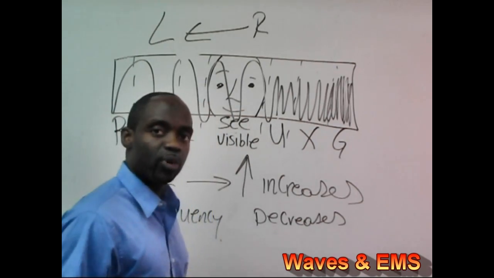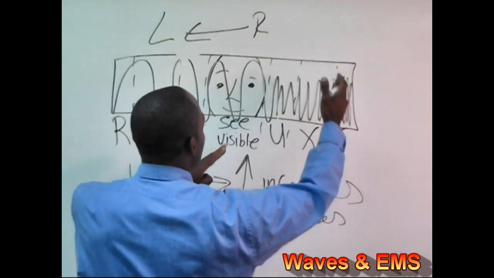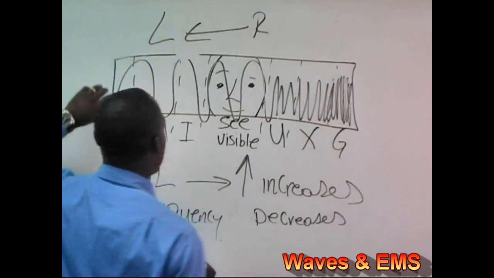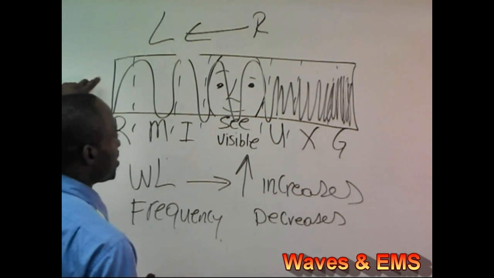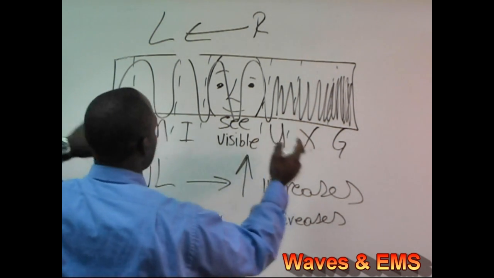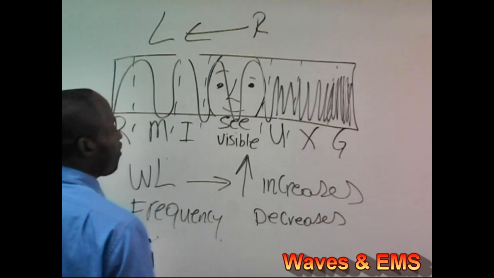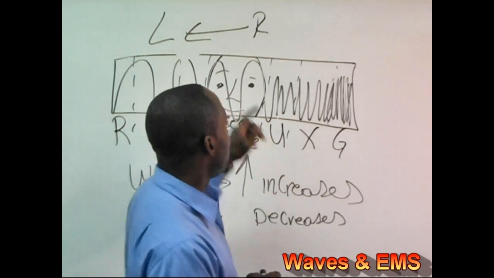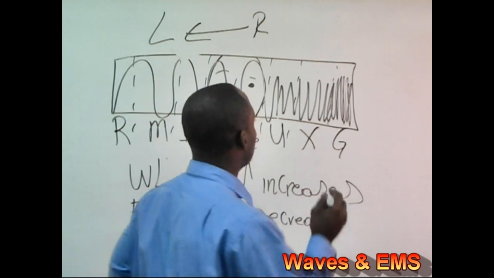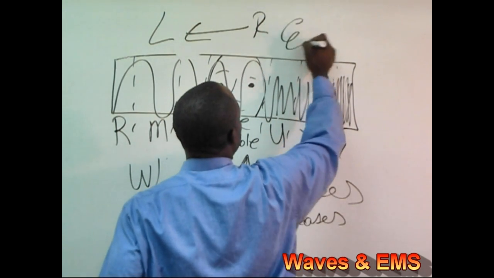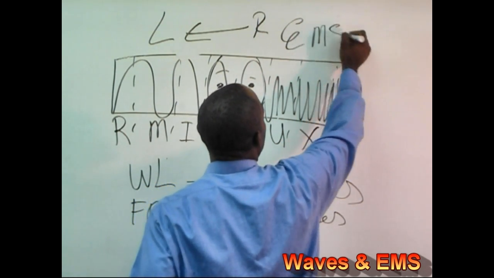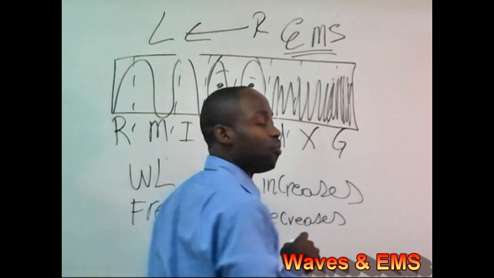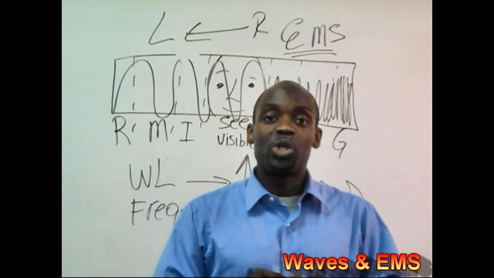So they're like reciprocal. When I'm going from right to left, my frequency decreases, and when I'm going from right to left, my wavelength increases. And that's all we got today for learning the electromagnetic spectrum. We call that the EMS, electromagnetic spectrum.